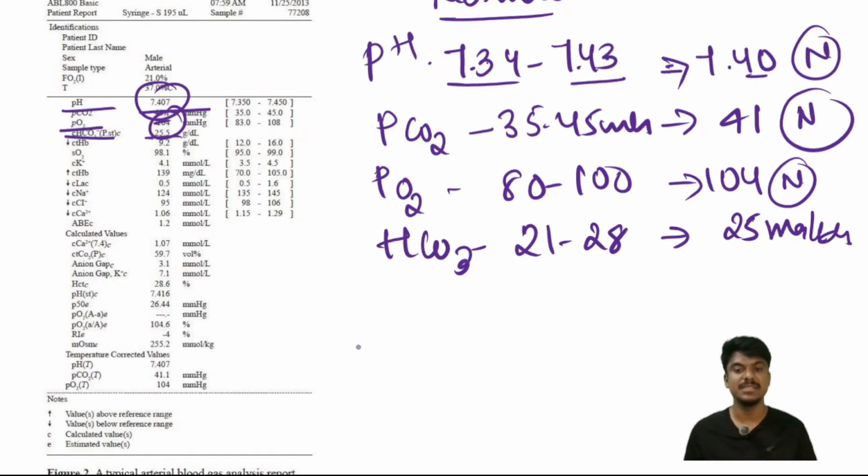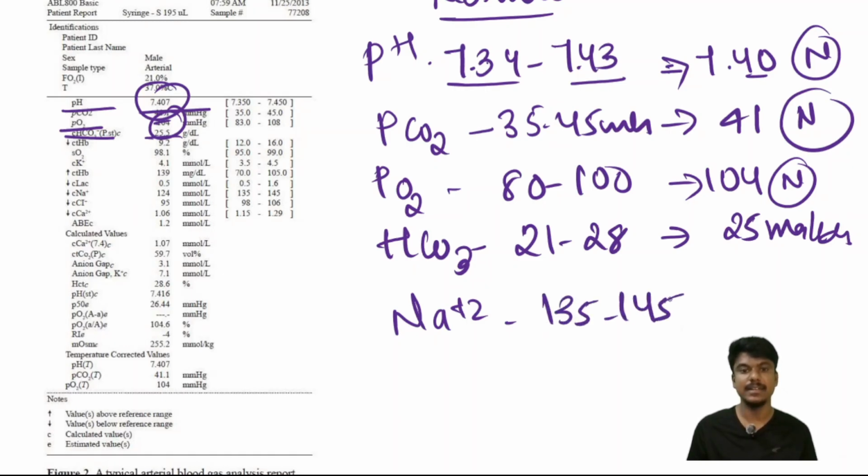Okay, if you take an ABG, it will show you the electrolytes also. Normal sodium level is 135 to 145 milliequivalents per liter. Here sodium is given in millimoles. 124 is given. So there is hyponatremia.